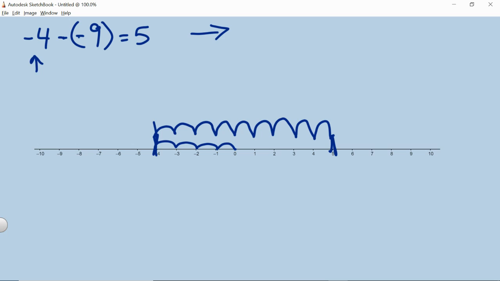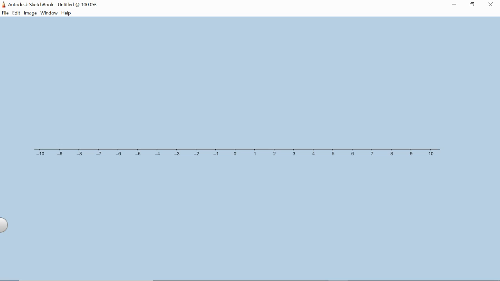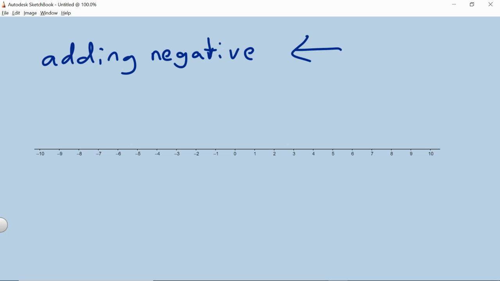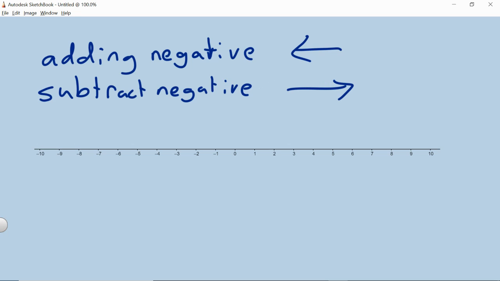Now, I know this might seem tedious, and you're probably thinking to yourself, there's got to be a quicker way. And there is, but for today, for just this introduction to negative numbers, that's the way I want you to do it. Okay? So the main things to keep in mind are when you are adding a negative, you're going to the left. If you subtract a negative, you go to the right on the number line.